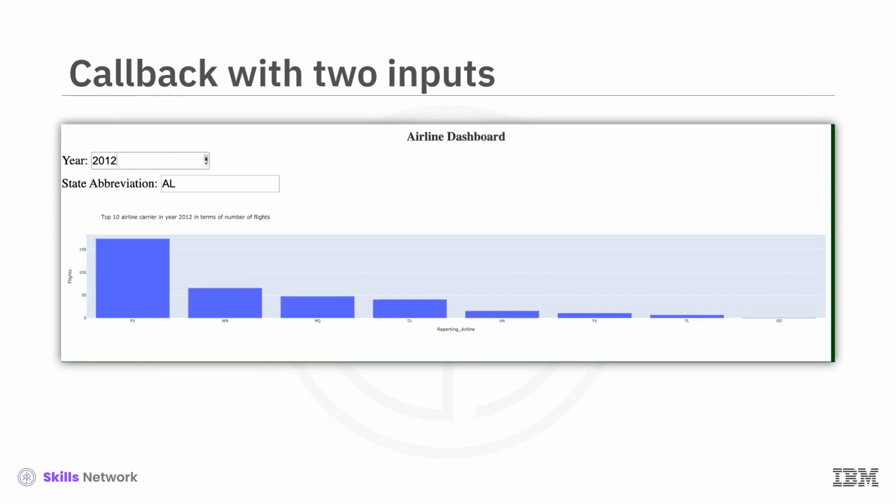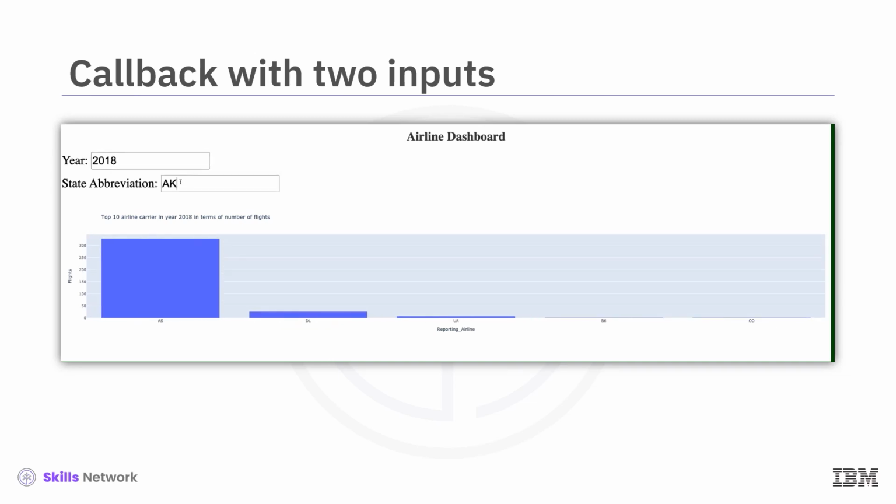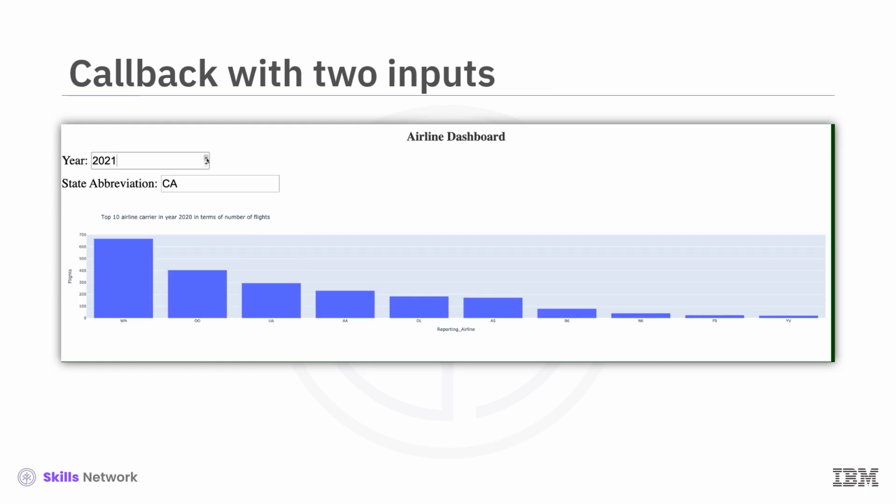This is the output of the code. Our initial input year is 2010 and the state is AL, which is Alabama. As the year and state update, you'll observe that the graph gets updated in parallel.